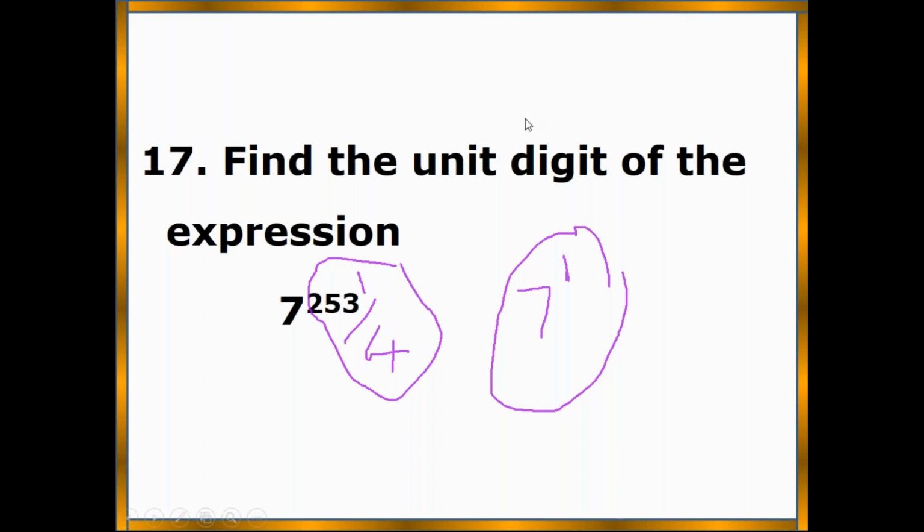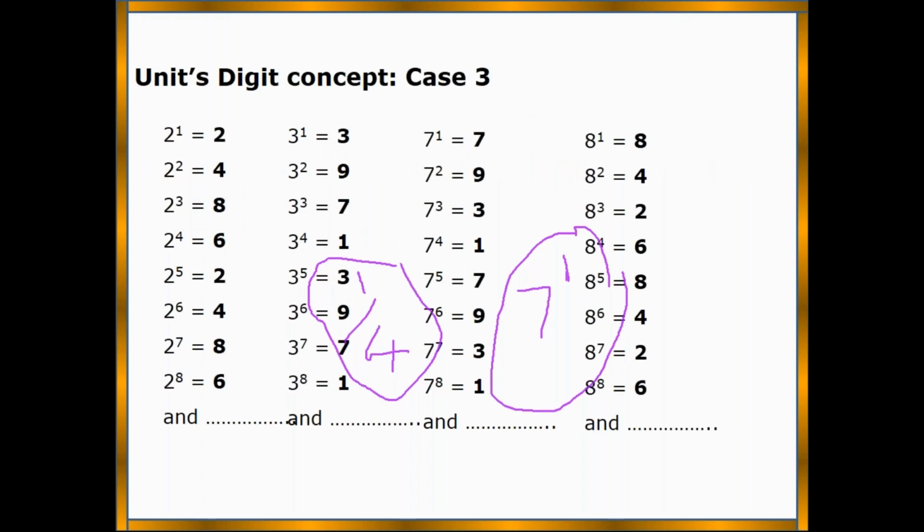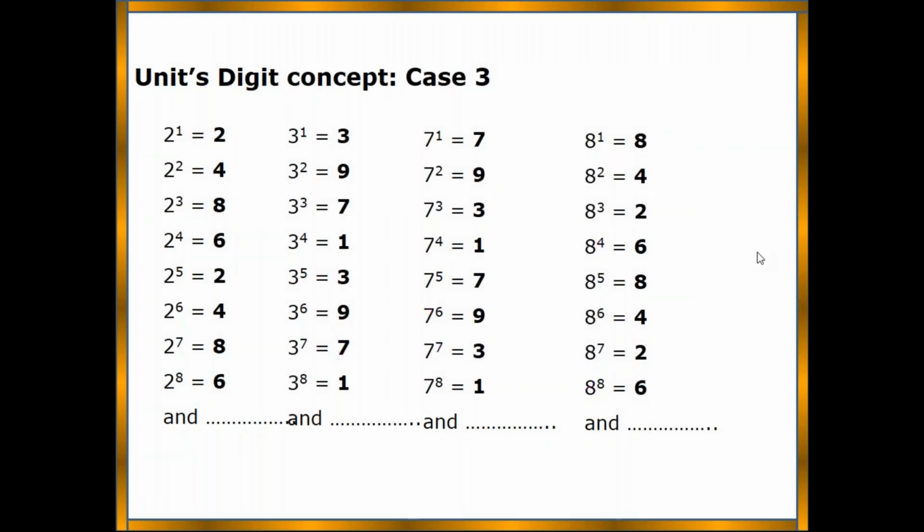And moreover, remember at least these 4 values from your side. Very, very important. There is no problem with 2 power 3 and 2 power 4, and 3 power 3 and 3 power 4. But these 4 values, please remember: 7 power 3 is 3, 7 power 4 is 1, 8 power 3 is 2, 8 power 4 is 6. Minimum 4 values you can remember. Next one.